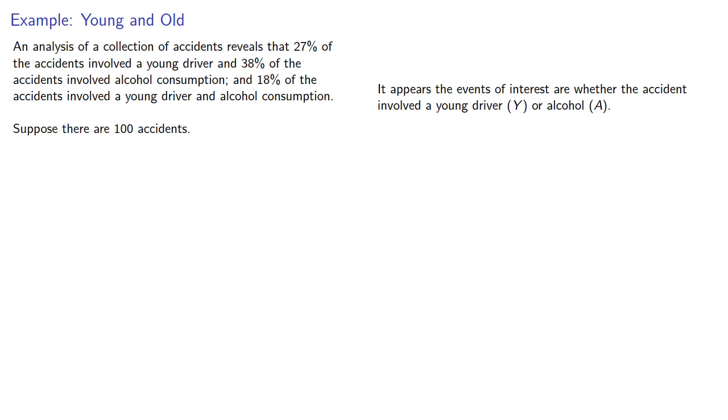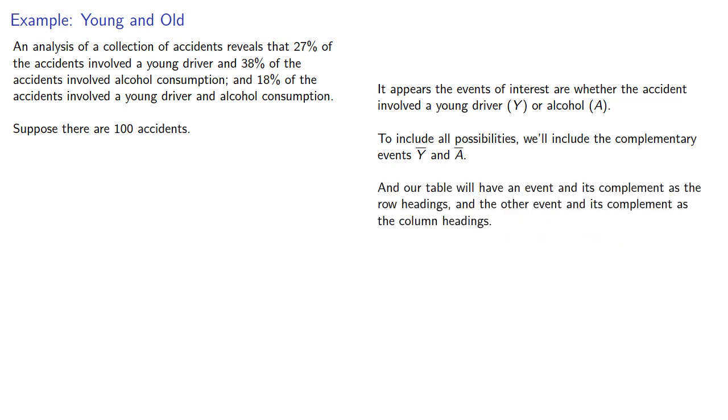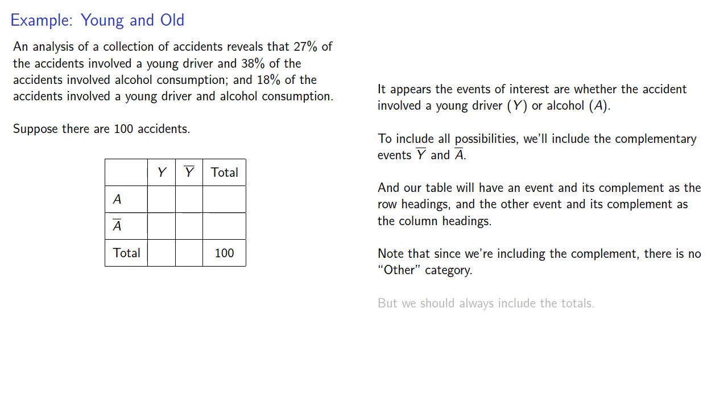It appears that the events of interest are whether the accident involved a young driver, we'll call that Y, or alcohol, we'll call that A. To include all possibilities, we'll include the complementary events, Y complement and A complement. And our table will have an event and its complement as the row headings, and the other event and its complement as the column headings. Note that since we're including the complement, there is no other category, but we should also include the totals.